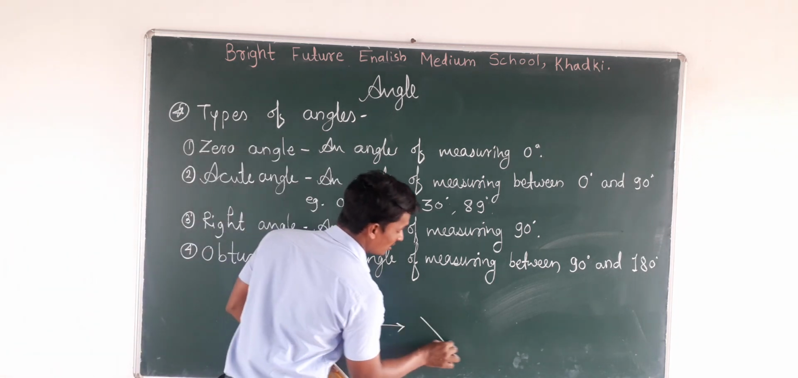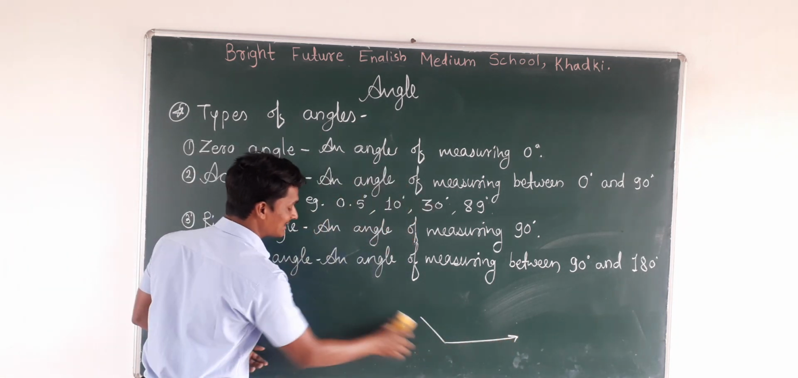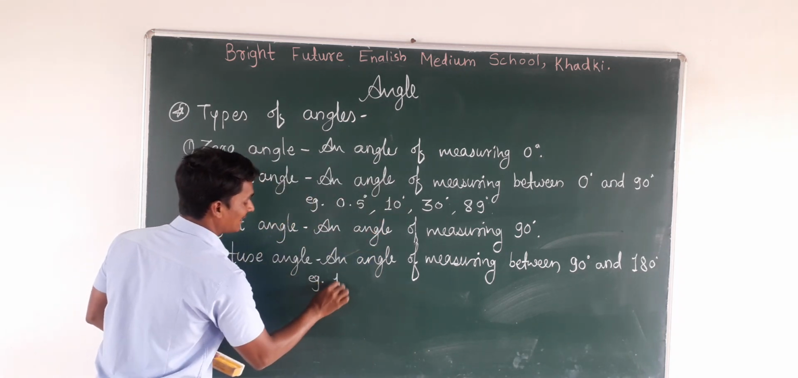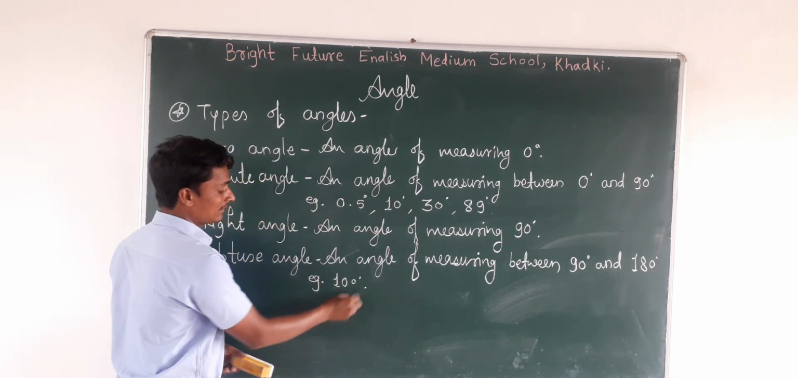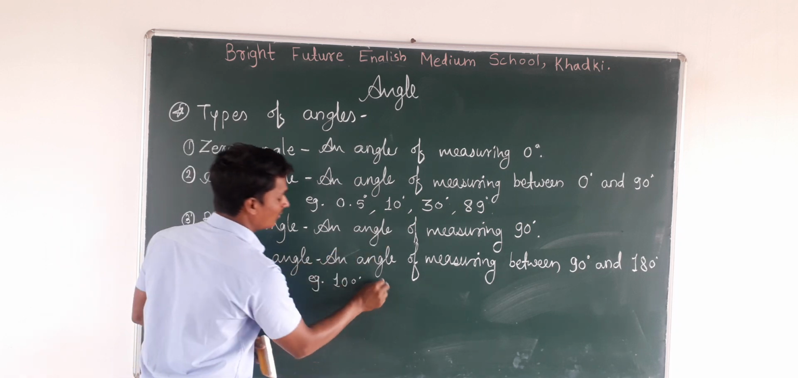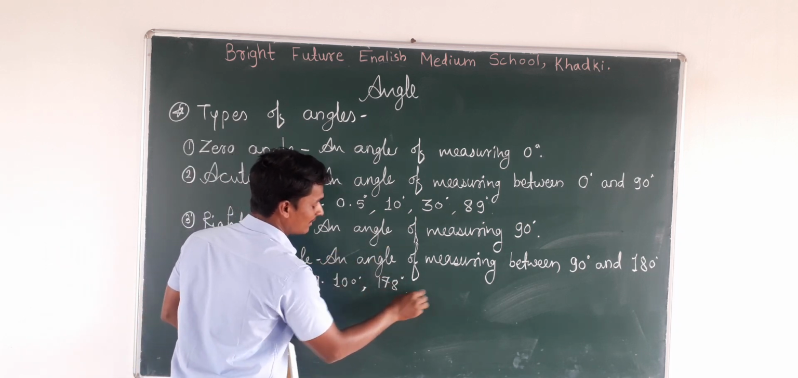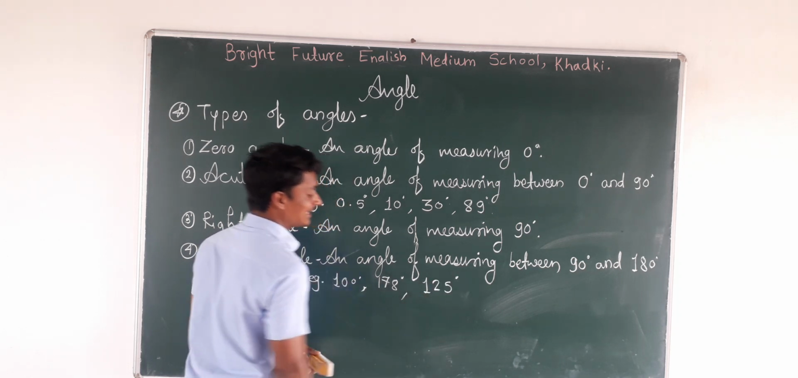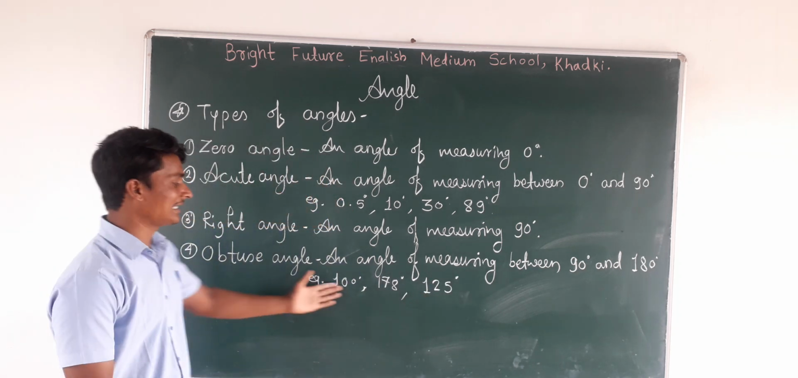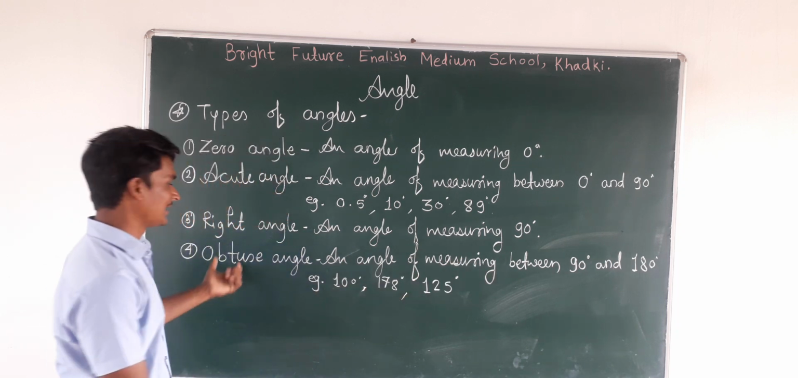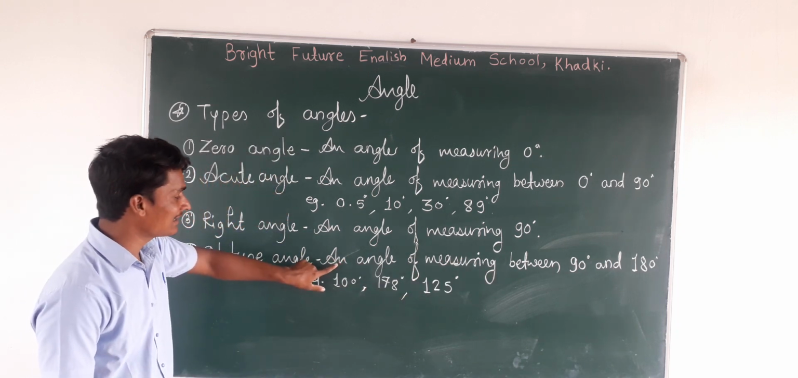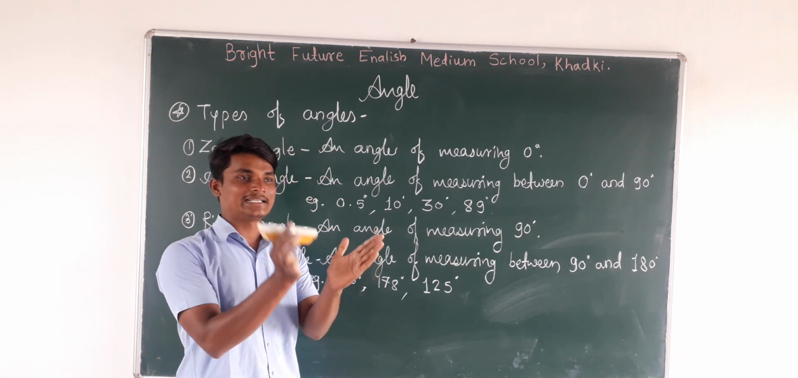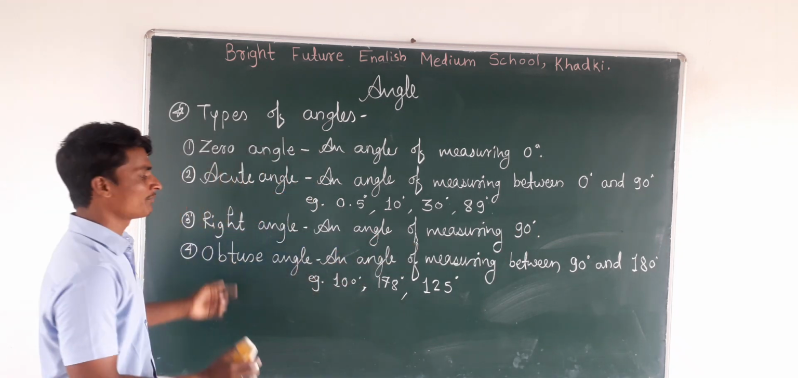Another example, suppose 160 degree, 170 degree. These are examples of an obtuse angle. For example, 100 degree. 100 is greater than 90 degree and less than 180 degree. 178 degree. Then 125 degree. These are examples of an obtuse angle. We can write down so many examples of an obtuse angle. So the obtuse angle definition is that an angle of measuring between 90 degree and 180 degree. ऐसे एंगल जो 90 और 180 के बीच में आते हैं उसे कहते हैं obtuse angle.